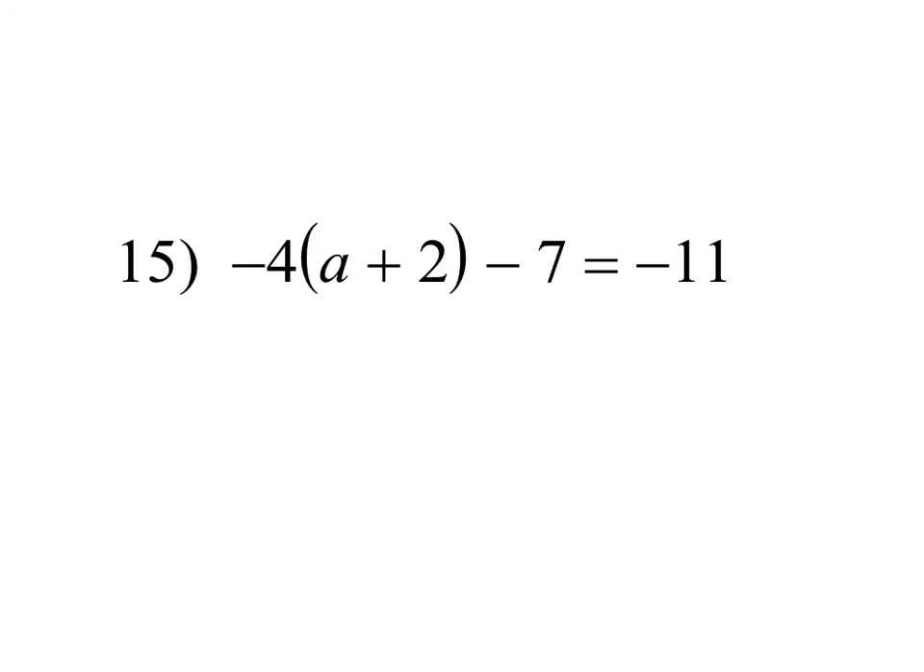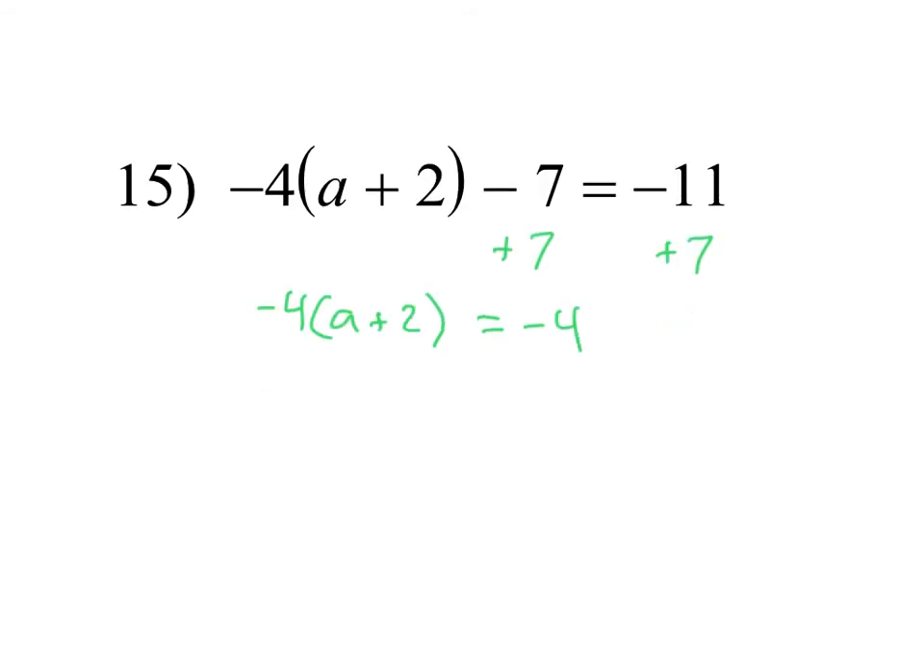Add 7 to both sides. Perfect. We add 7 to both sides. So we get negative 4a plus 2 is equal to negative 4. Now here we can either distribute or divide. I see that I have a negative 4 and a negative 4, so I feel like it'll just be better to divide first instead of distributing.